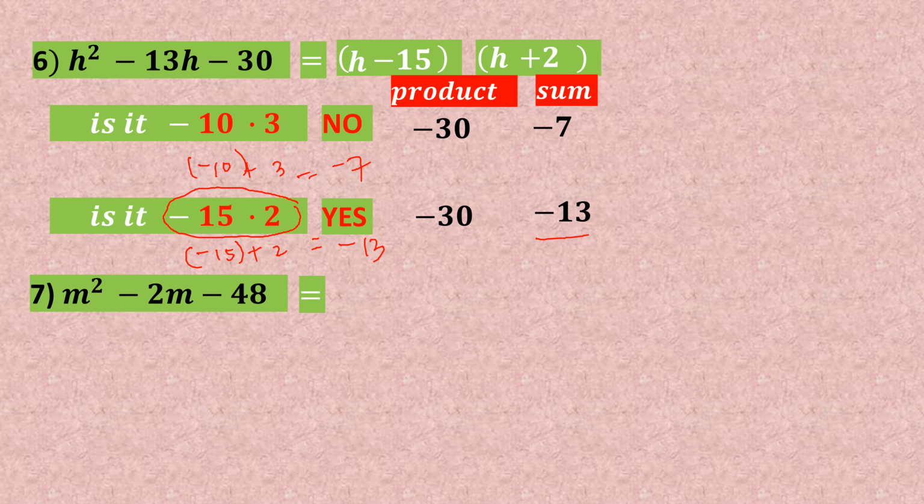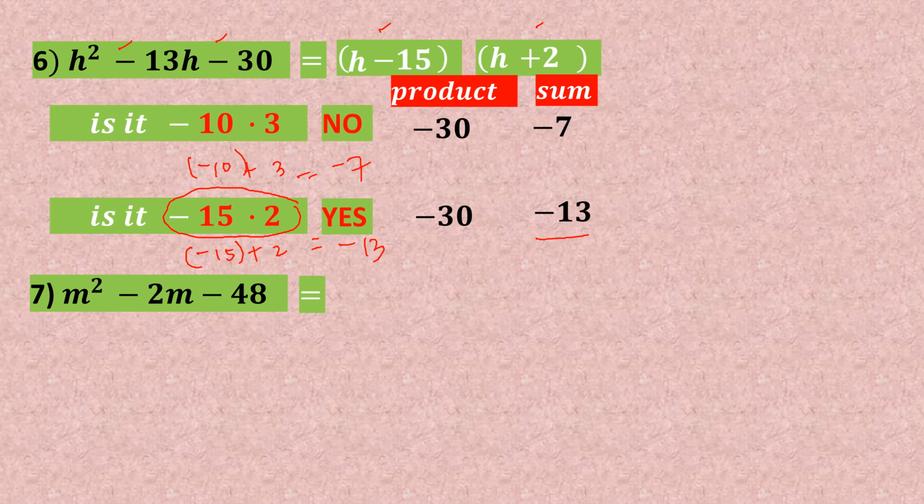As you have seen, we have noted that if the middle term and the last term are both negative, the factors are made up of a negative and a positive. But see to it that the bigger factor should always be negative. Let's proceed to number 7.